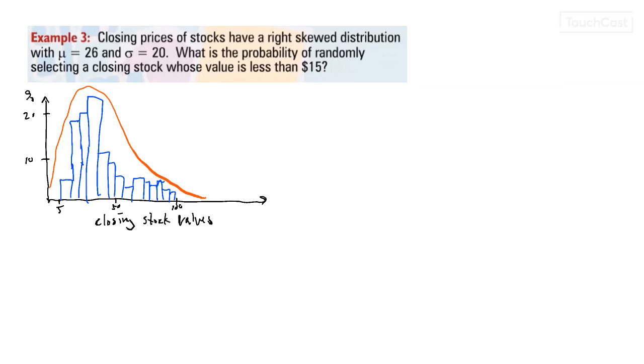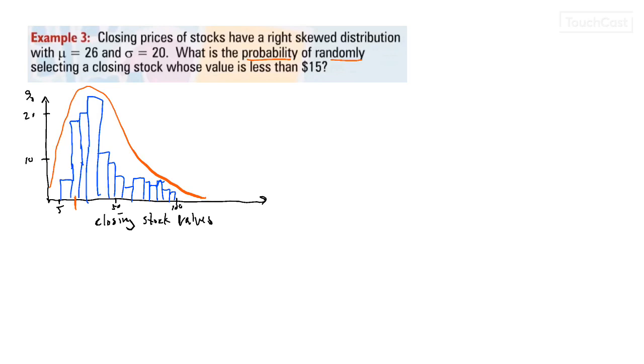And the question is, what is the probability of randomly selecting a closing stock whose value is less than $15? So we're talking about what's the probability of selecting something that's somewhere around here.